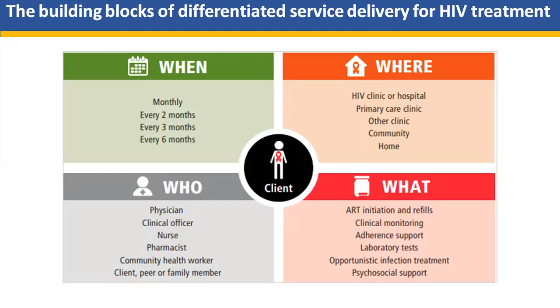Depending on these four answers, we will be able to understand from where the patient will be getting his best service. If it is an ART initiation patient who needs a physician, who has to come every month, who has to come to the HIV clinic, it's one type of care.